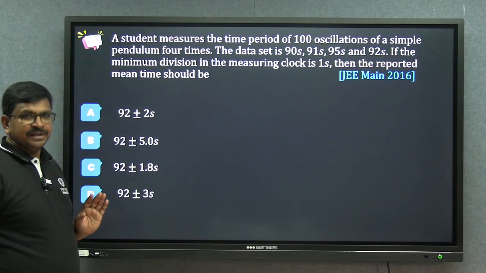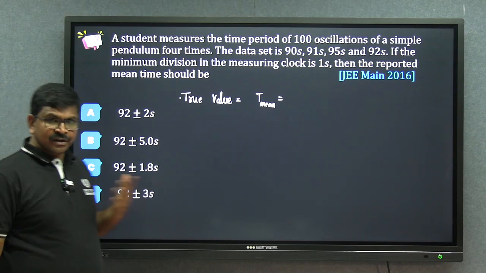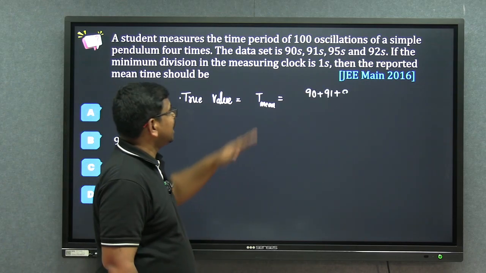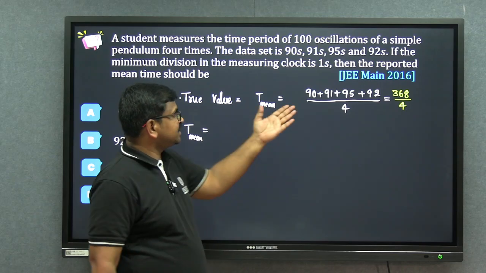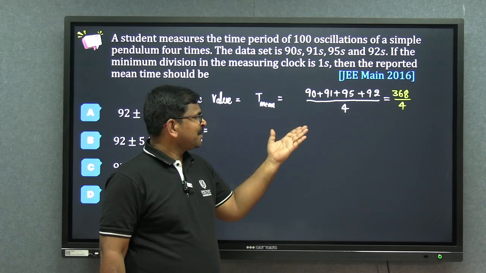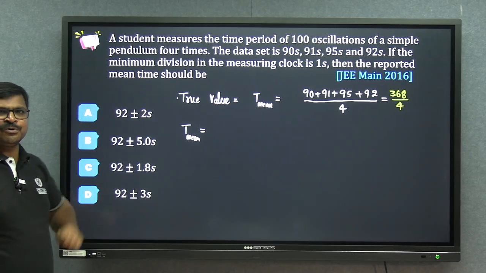Now, what is the question here? Reported mean time should be measured. So the true value is not given here, so take the average. 90 seconds, 91, 95, 92, the average of these is 368 by 4, which is 92. So let us see the options. All the options have 92 as the true value.